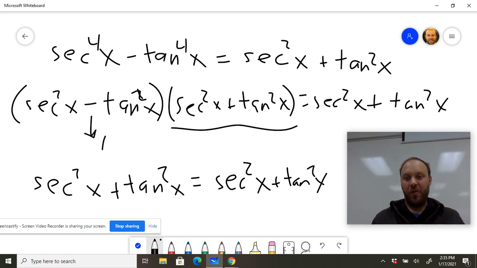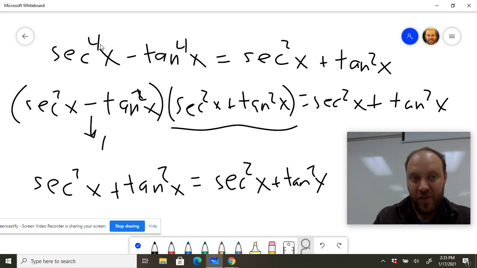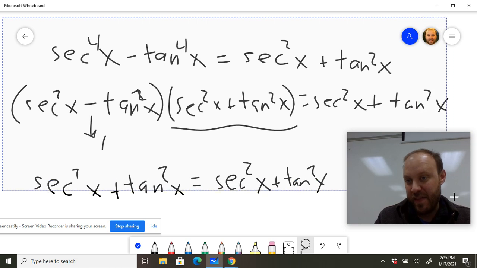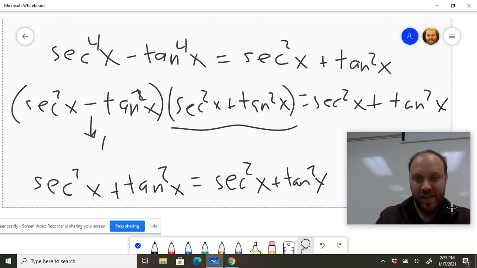Okay, so anyway, be on the lookout. If you see something that looks like a difference of squares, try factoring it. Very often you may get something that cancels, and a lot of times you end up with some Pythagorean identities coming into play, which can really make your life a whole lot easier.